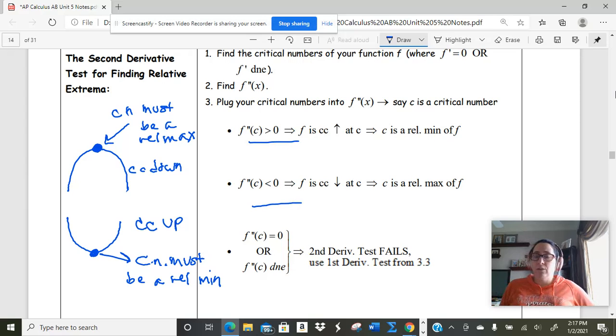So if I have this critical number and I plug it in, if I get the second derivative to be greater than 0, then I know I'm concave up. It has to be a relative min. If I get the second derivative to be less than 0, then I know I'm concave down and I have to have a relative max. If I get that second derivative to be 0 or DNE, this test says I don't know, try something else, go back to the first derivative test, okay?